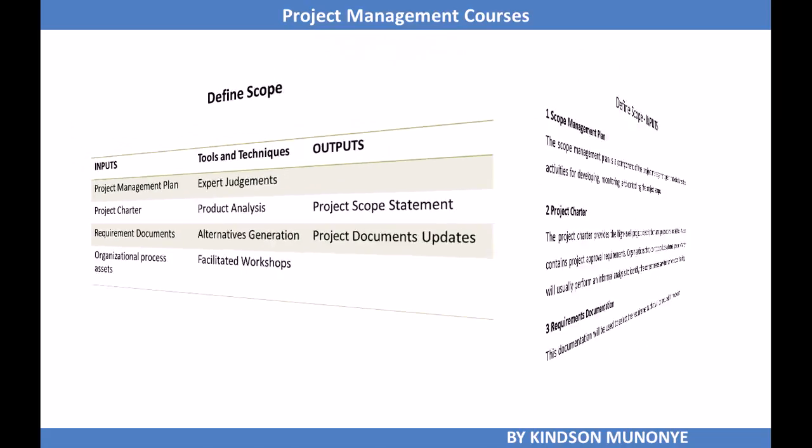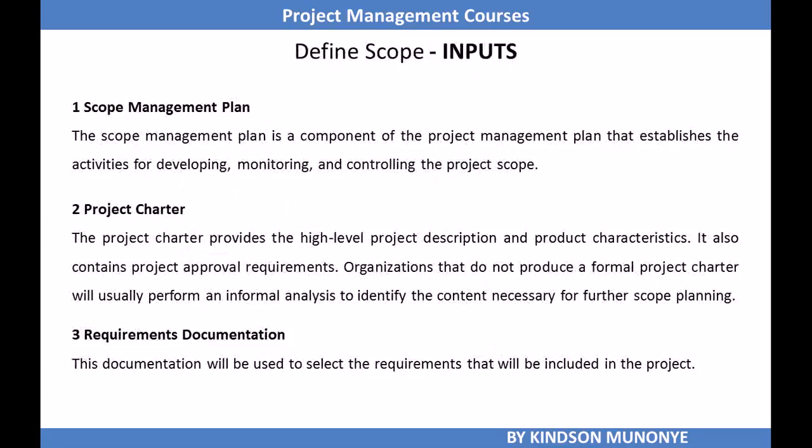Alright, so the scope management plan is a component of the project management plan for sure, and establishes the activities for developing, monitoring, and controlling the project scope. We do need the project charter as input to define scope because it provides the high-level project description and product characteristics. It also contains project approval requirements. Organizations that do not produce a formal project charter will usually perform an informal analysis to identify the content necessary for further scope planning. So some organizations may not actually have a formal project charter.